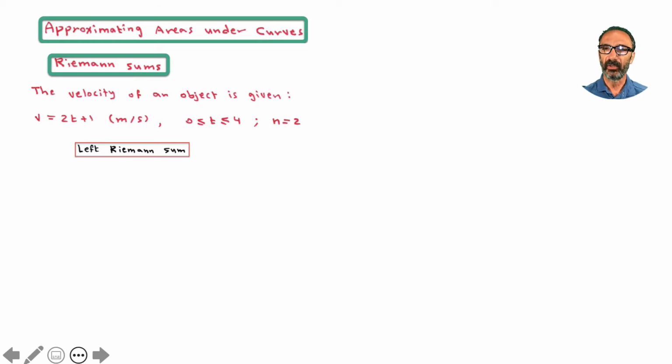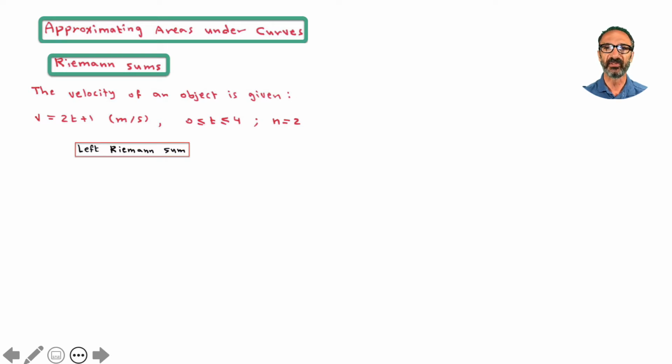Hi, welcome to another topic in calculus, approximating areas under curves, and in short we call it Riemann sums. We're going to start with the velocity of an object given by v equals 2t plus 1 meters per second, and the interval is from 0 to 4, n equals 2.